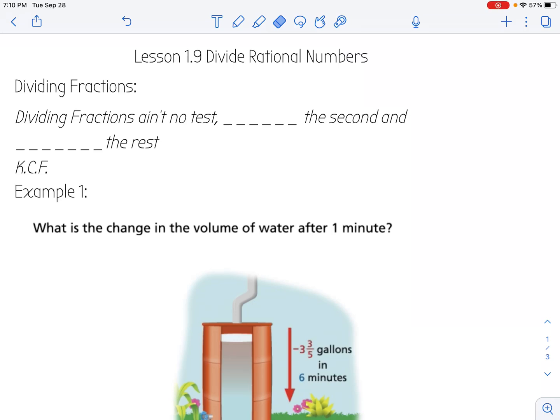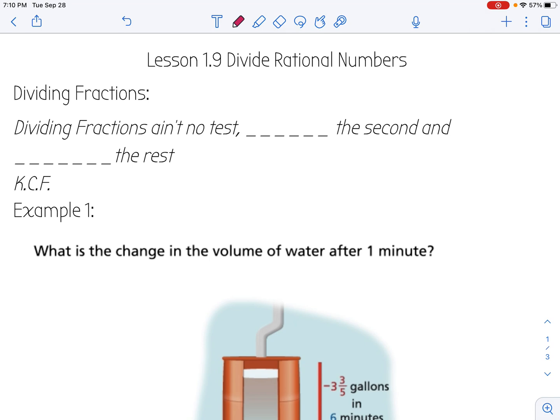Hi everyone, today we're going to be talking about dividing rational numbers. There are two phrases I want you guys to remember whenever we're talking about dividing fractions. So, dividing fractions ain't no test, inverse the second, and multiply the rest.